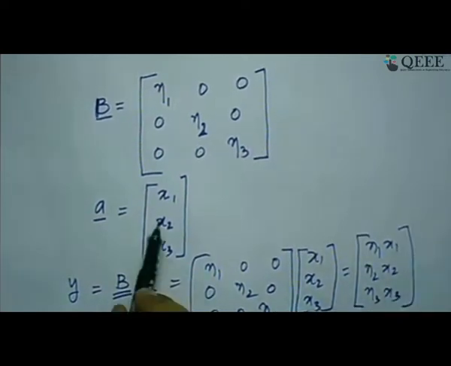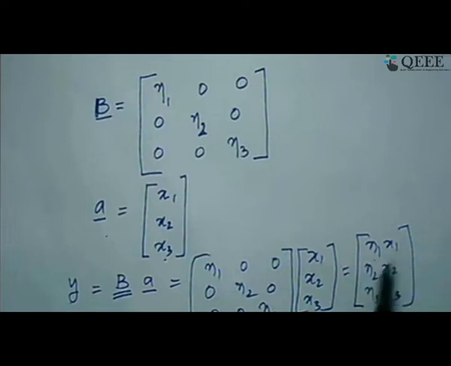Because now the components of A, which are x1, x2, x3, are changed to eta 1 x1, eta 2 x2, eta 3 x3. That means depending on the eta 1, eta 2, eta 3 values, the x1, x2, x3 have changed. If this is positive and large, then that will be expanded. If it is positive and small, then these will be contracted, and if it is negative, it will go in the opposite direction, and so on and so forth. So the vectors A and y have different components, so obviously even if their magnitudes are the same, they are rotated.